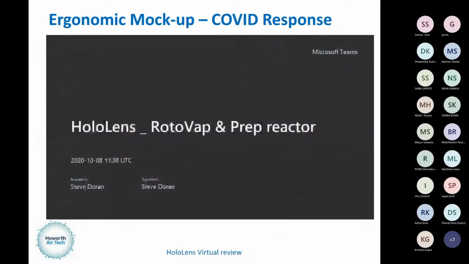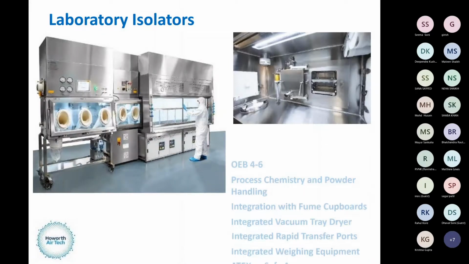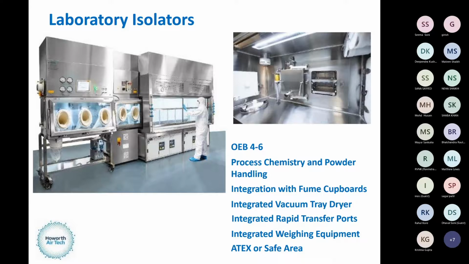So different types of systems. I'm just going to go through a number of different applications. Starting off with laboratory isolators. This is a combination really of small scale operations. Again, it's R&D. This particular example is showing an interconnection with a fume cupboard. So we can carry out liquid chemistry, and we can transfer that liquid chemistry into the isolator for any solid handling and any compounding. This particular system also utilizes vacuum tray dryers.